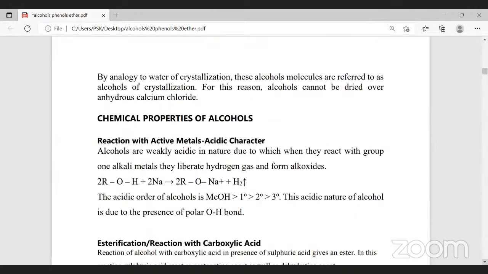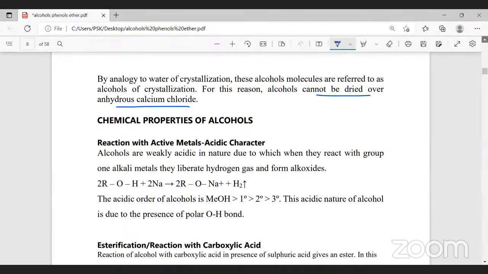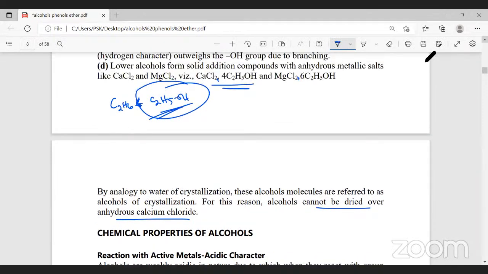Now, chemical properties. See, by analogy with water of crystallization, these alcohol molecules are referred to as alcohol of crystallization. For this reason, alcohol cannot be dried over calcium chloride. If moisture is there and you have to remove moisture from alcohol, we cannot dry it using calcium chloride, because calcium chloride reacts with alcohol to form crystals, addition compounds of calcium chloride and alcohol. Now, the next concept is chemical properties of alcohols.